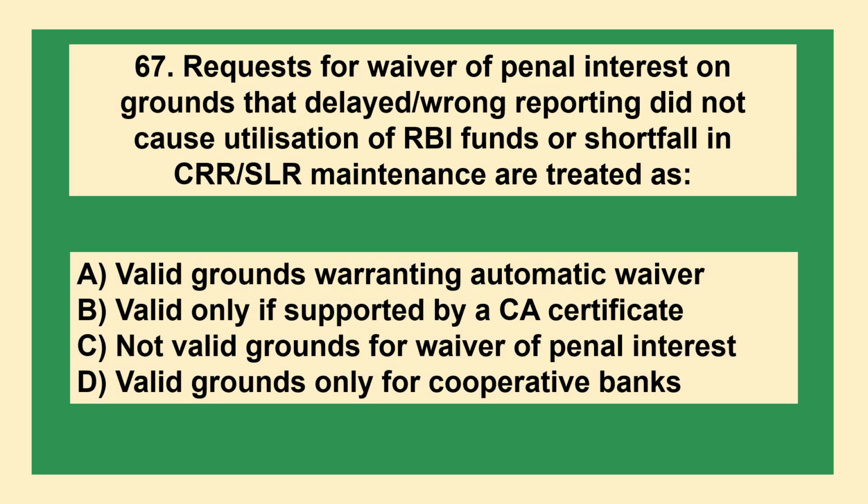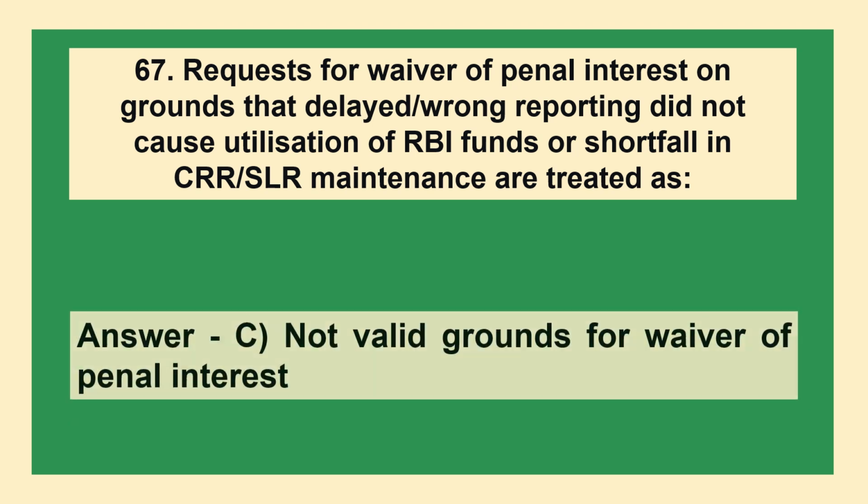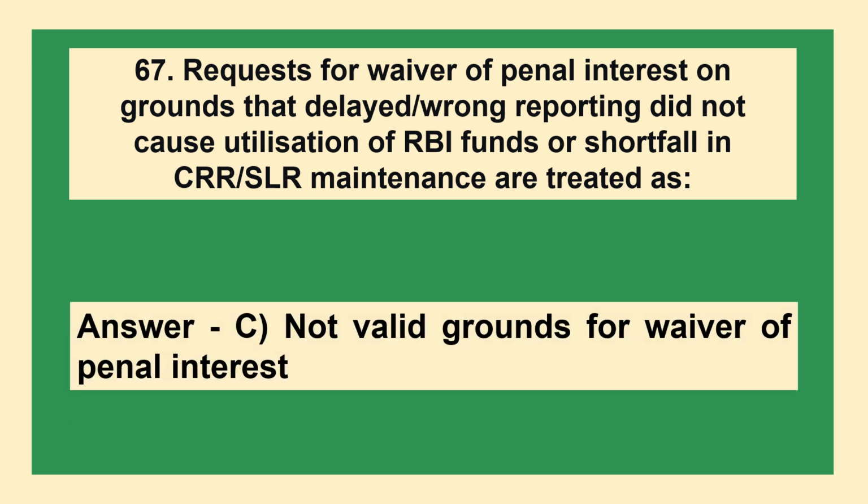Requests for waiver of penal interest on grounds that delayed or wrong reporting did not cause utilization of RBI funds or shortfall in CRR or SLR maintenance are treated as: Option A, valid grounds warranting automatic waiver. Option B, valid only if supported by a CA certificate. Option C, not valid grounds for waiver of penal interest. Option D, valid grounds only for cooperative banks. The answer is option C, not valid grounds for waiver of penal interest.